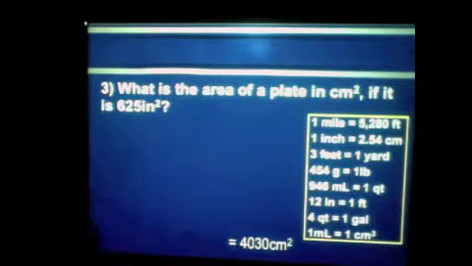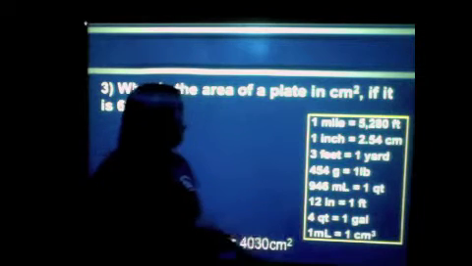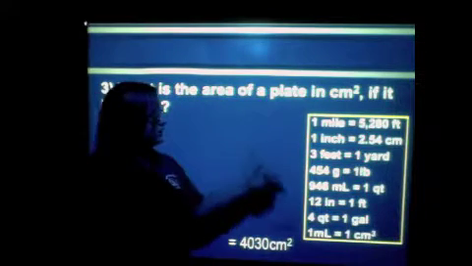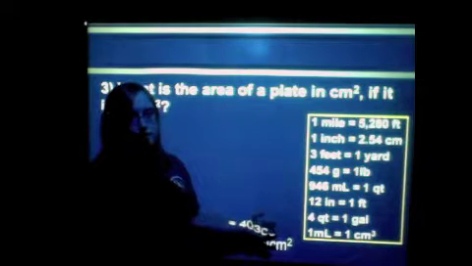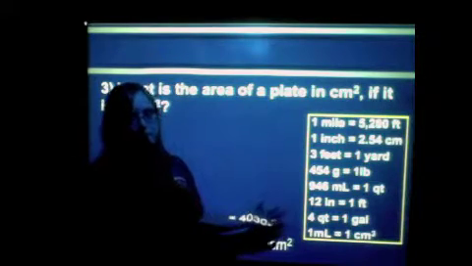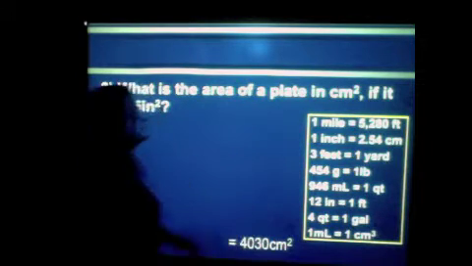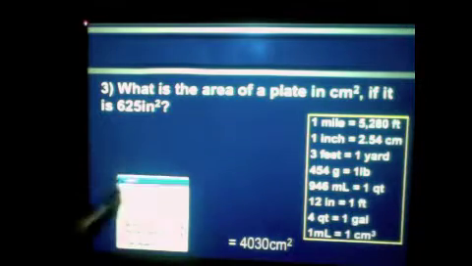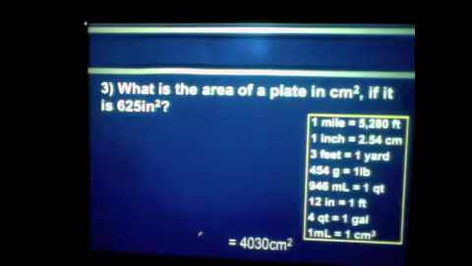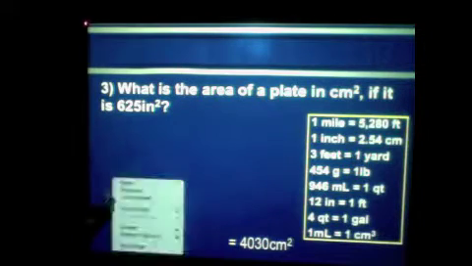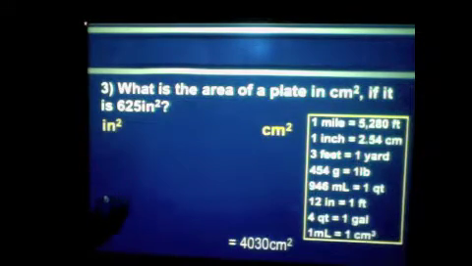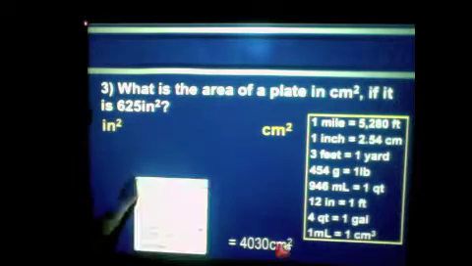Now, do any of our conversions have anything to do with inches squared or centimeters squared? No. So, you're going to have to get it there. Okay, you can't just use these for that. Okay, so pay attention. This one's a little bit different than what we've been doing. Okay, so our given is inches squared, and we're trying to get to centimeters squared. Now, what's the conversion that's going to help us go from inches to centimeters?